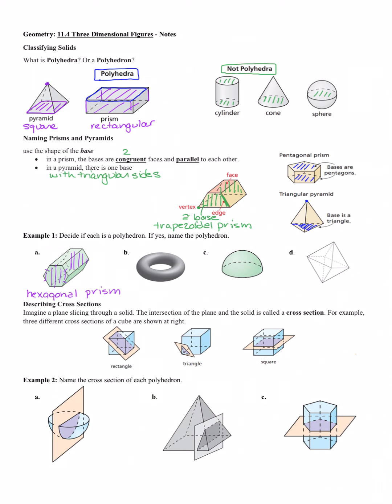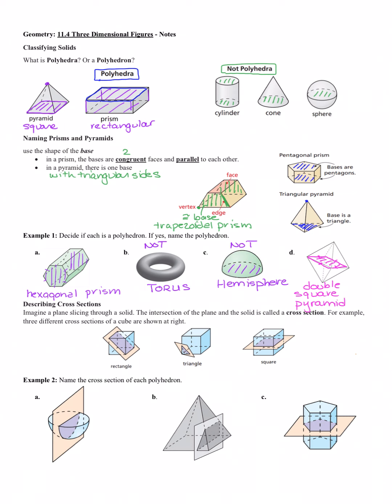This next one has round edges, so it is not, but just for your information, that would be called a torus. And then C, this is not because it does have circular edges, but we can still name it. This would be called a hemisphere because it's half of a sphere. And this last one, if you look at the middle here, I'm going to pretend it's a square, so I'll put the markings in there. We would call this a double square pyramid.